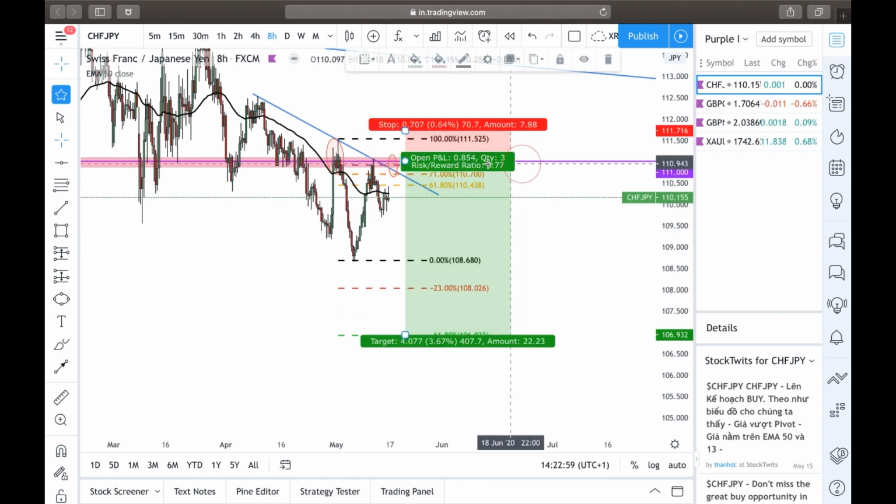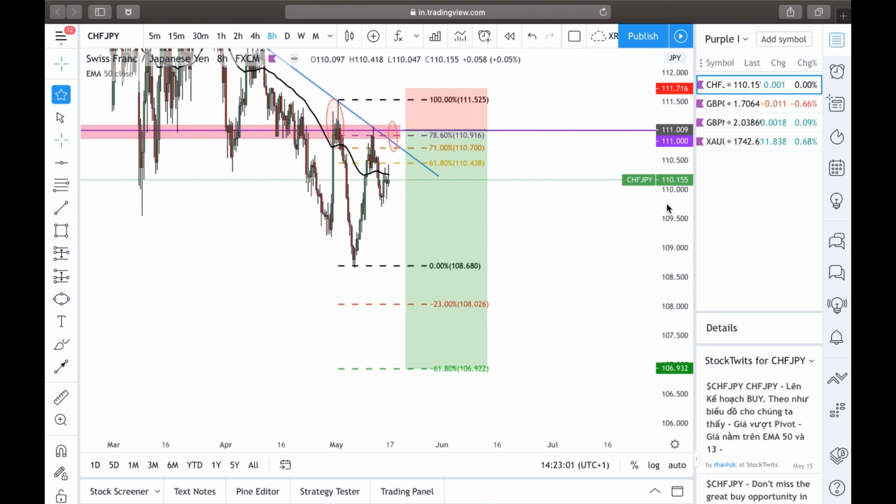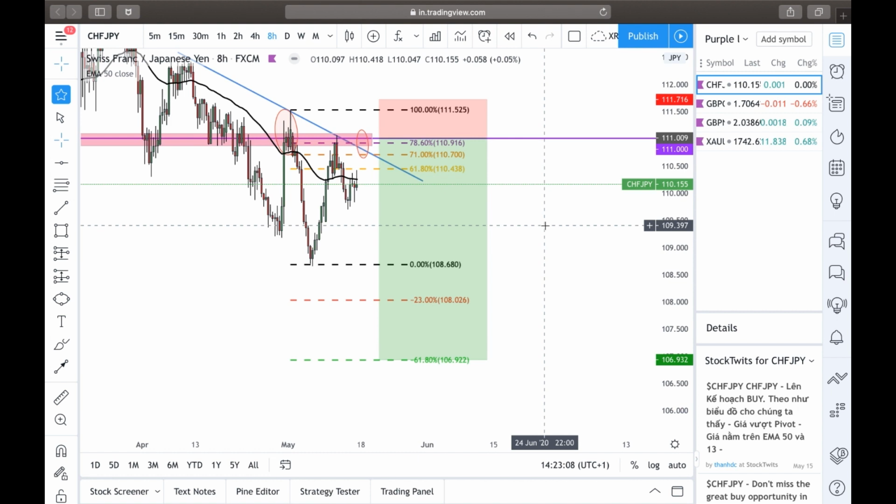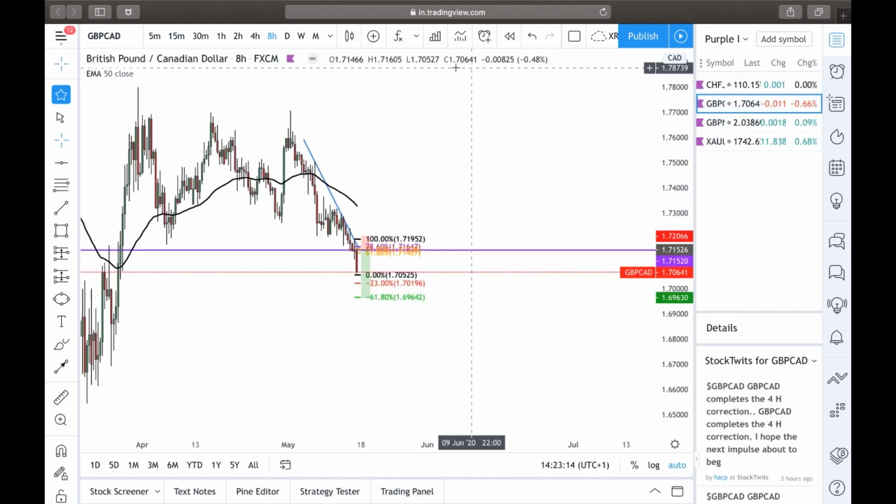No one can tell. I don't have a crystal ball. I just read the market, and it tells me what to do basically. But I can't read the news. It's just what happens. Cool. So that's CHFJPY.